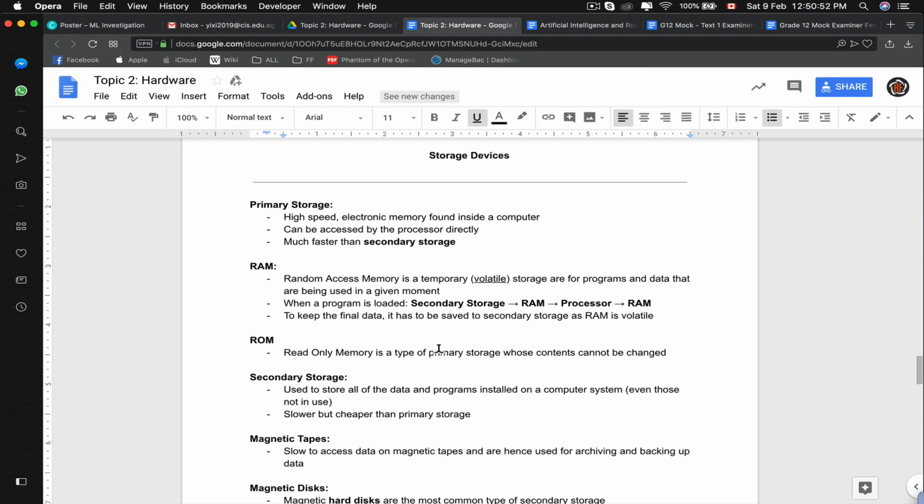And read-only memory is primary storage, with content that cannot be read, such as if you have a Windows computer, System32, I believe it's unreadable. For MacBook, the source code is unreadable.